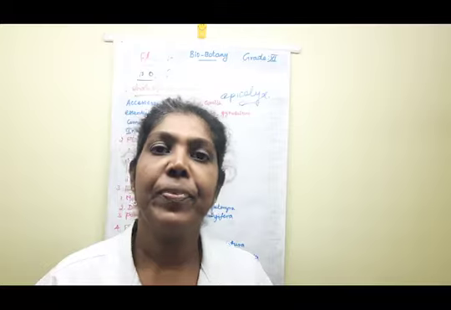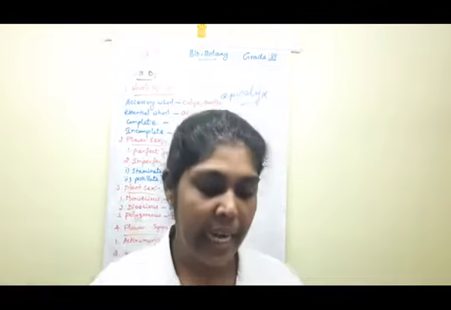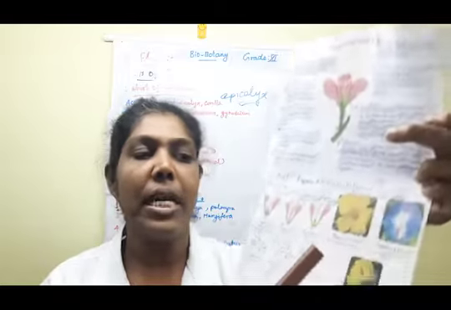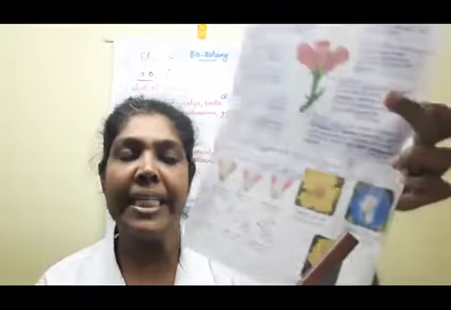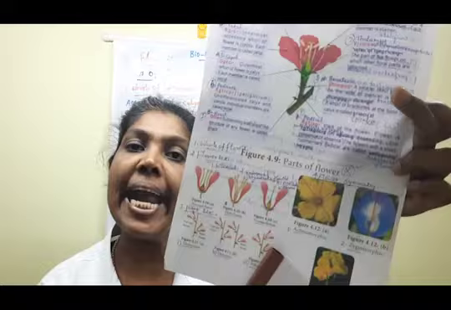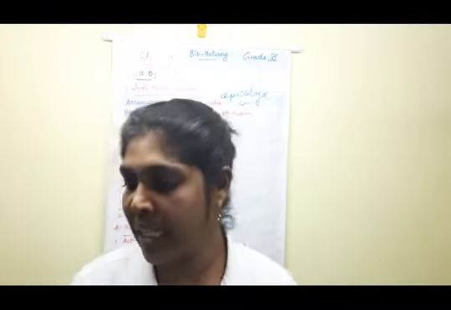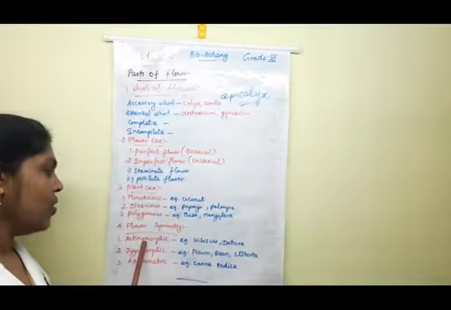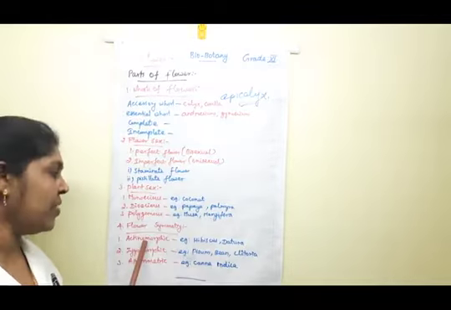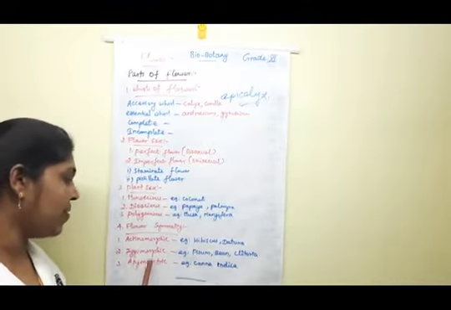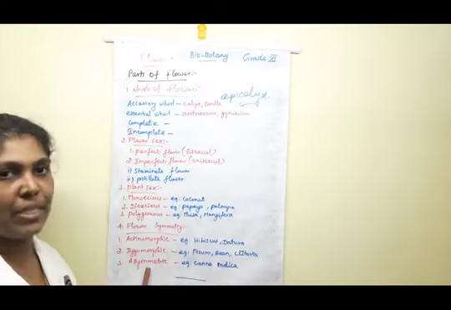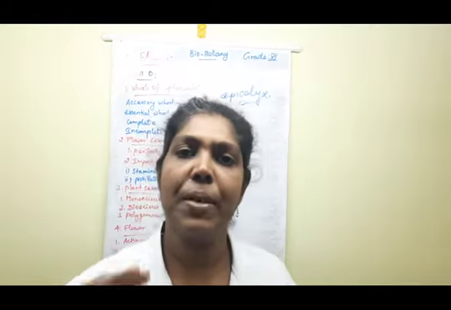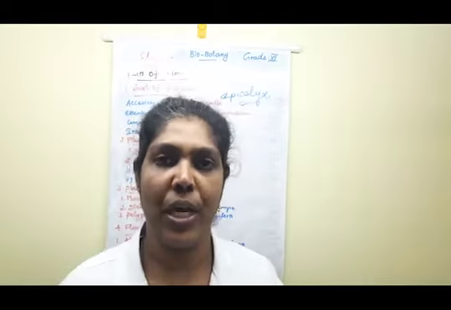So here the floral symmetry is mentioned in 3 types, children. One is actinomorphic, zygomorphic and asymmetry. Clear? What are the 3 types of flower symmetry, children? Yes, good. First one is actinomorphic flower, zygomorphic flower and asymmetric. Clear? I am going to tell only the major concept of this, children.